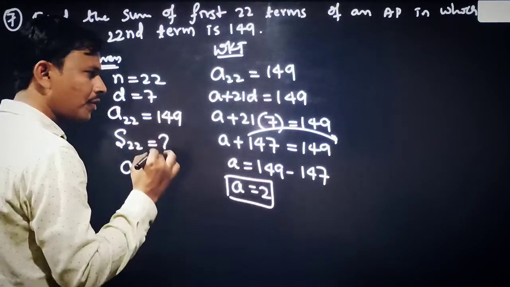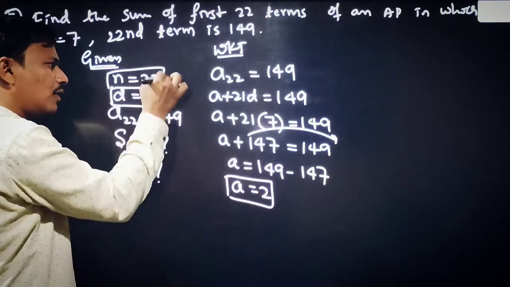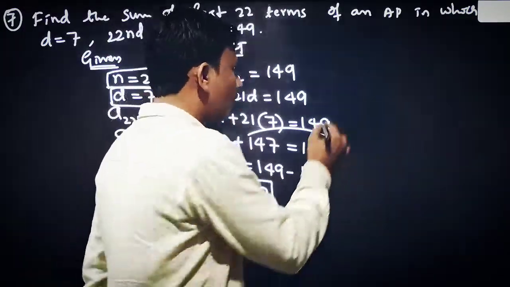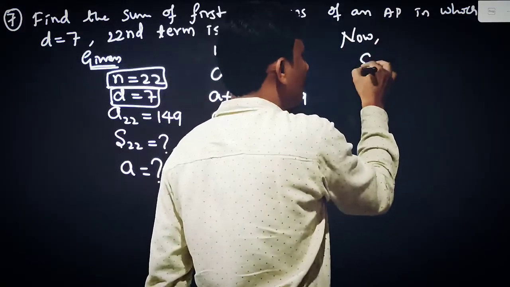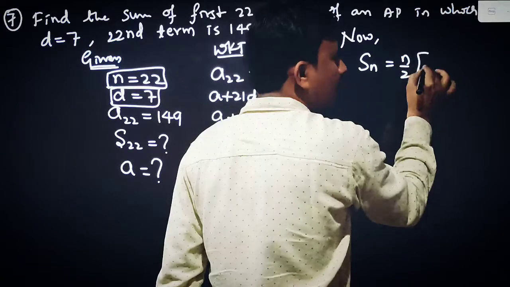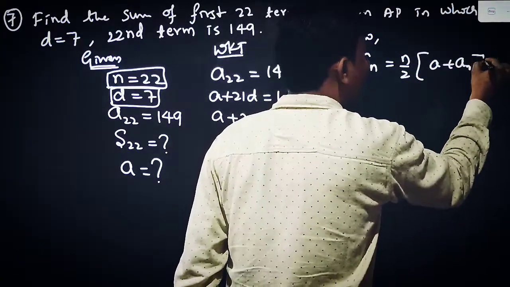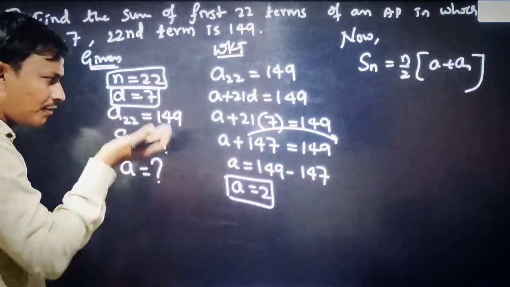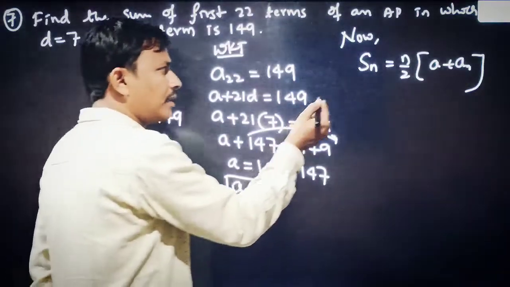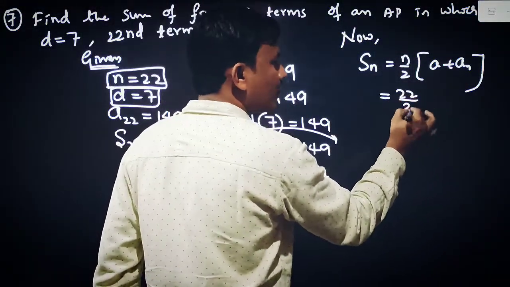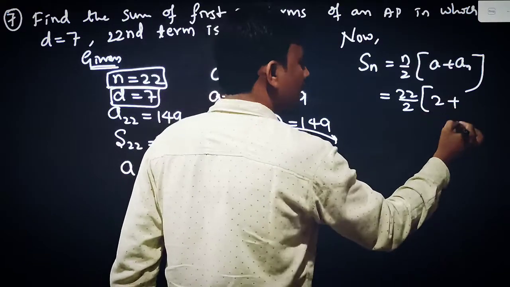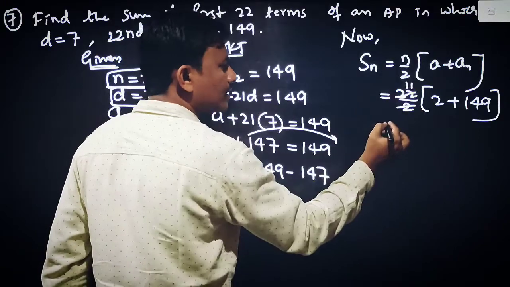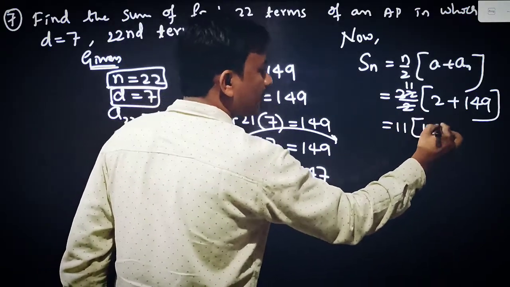We got the A value, we got the D value, we got the n value, we got the An value. What we need to find out? Yes, Sn. Now, Sn is equal to n divided by 2 in bracket A plus An, because we have here n is 22. A22 is nothing but An only. We know the first term, we know the last term. Yes, n is 22 divided by 2 in bracket, A value 2 plus 149.